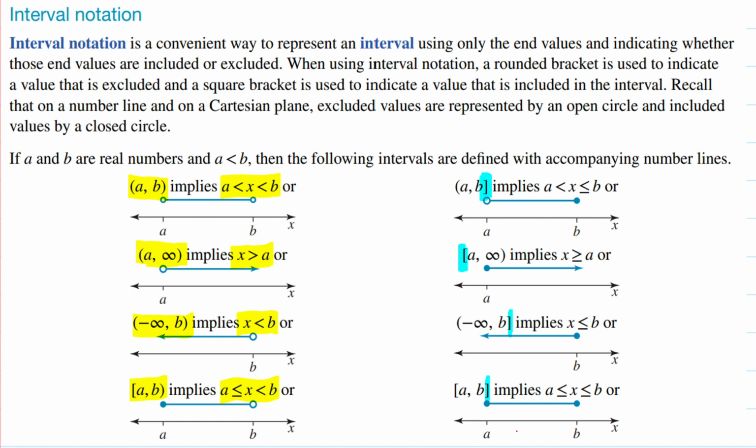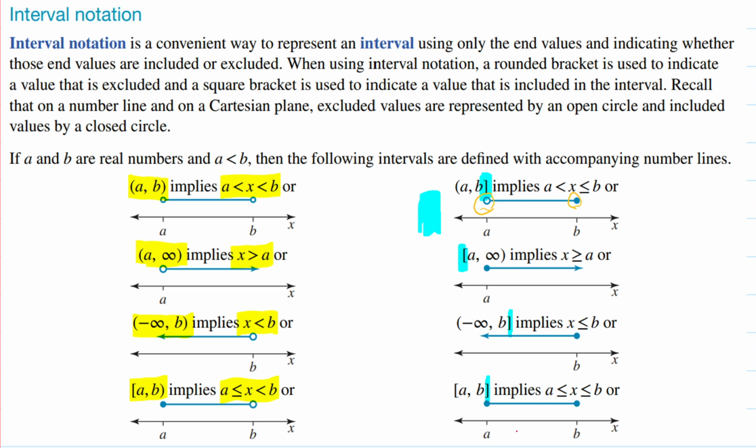So for instance, in this top right hand side, the first curved bracket and then A means that A is the lower boundary, but it doesn't include A, so you draw a circle at A that you do not colour in. Okay, and then because the second number in the brackets is B, but then a square bracket is there, it means that you do colour in the circle at B, and that means that it includes B, and that is where it stops. So that's the difference between the circular and the square brackets.